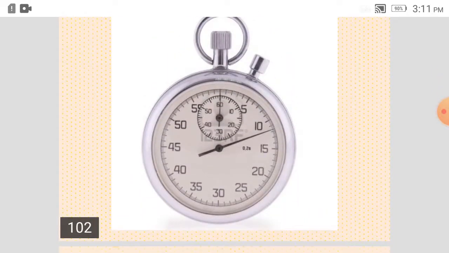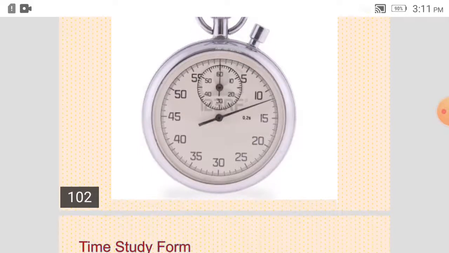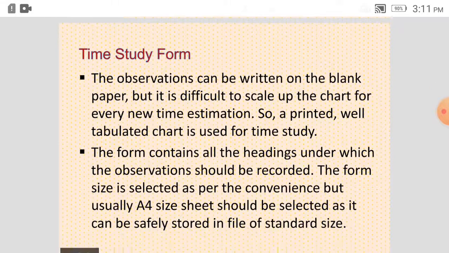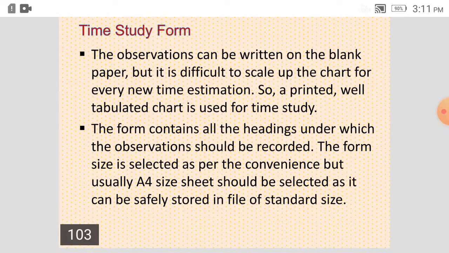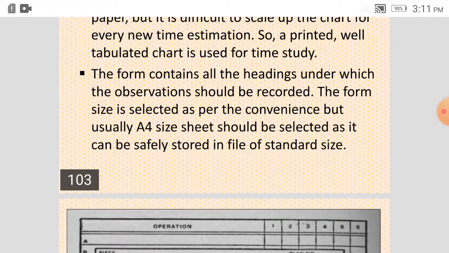So this is the stopwatch which we all know is used. Then there are time study forms, blank papers where we can write the readings or the observations we have made. So it is a printed and well tabulated chart to carry out the time study. The form contains all the headings under which the observation should be recorded.